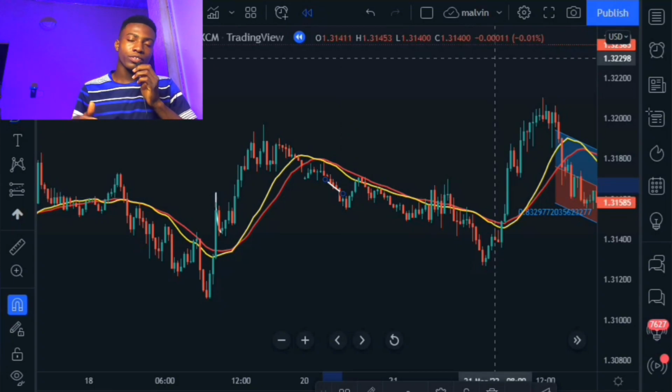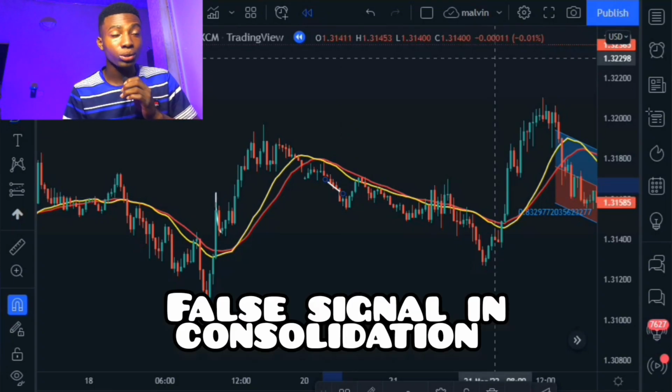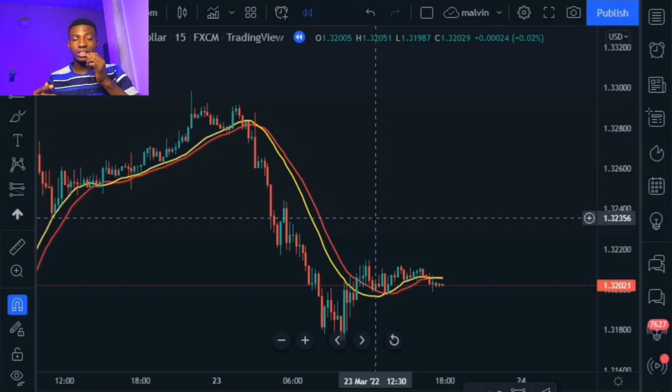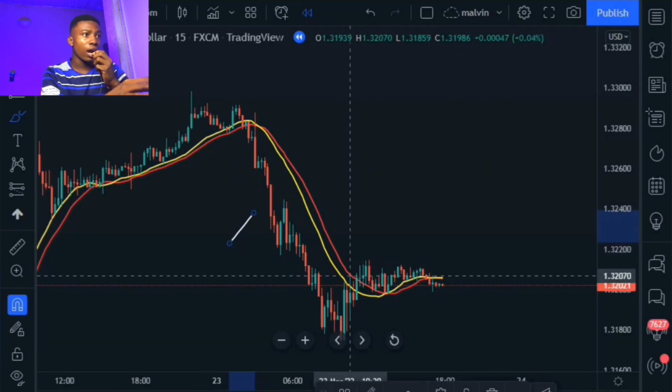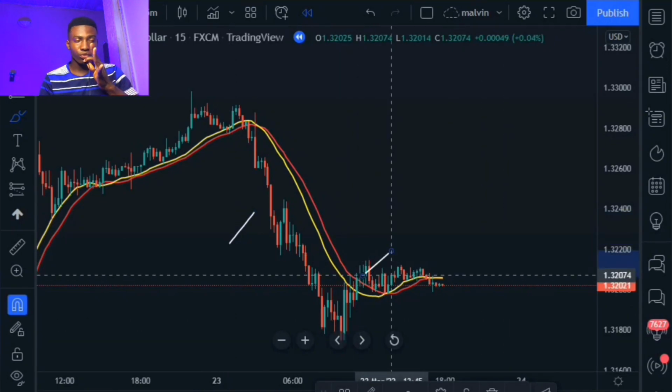But one thing about the moving average is that it's not good in consolidation. As you can see, the moving average shows you when the market can get into consolidation. If you use this example here, price was below the moving average, and right there, as you can see, we have price moving above the moving average, and it's producing little candlesticks throughout that point.